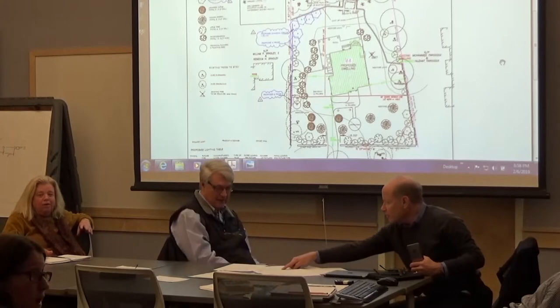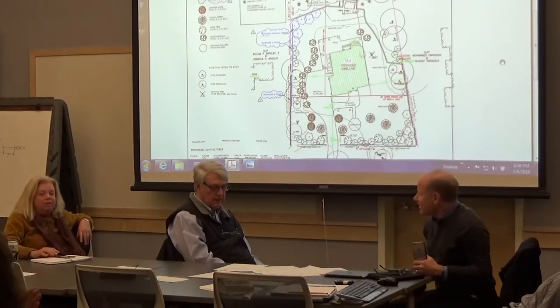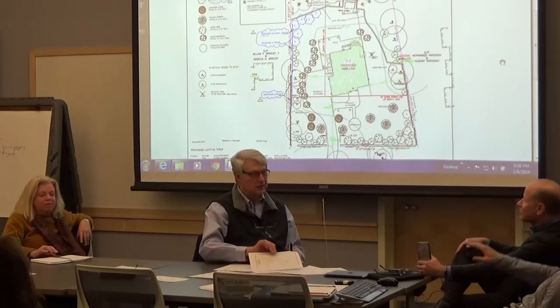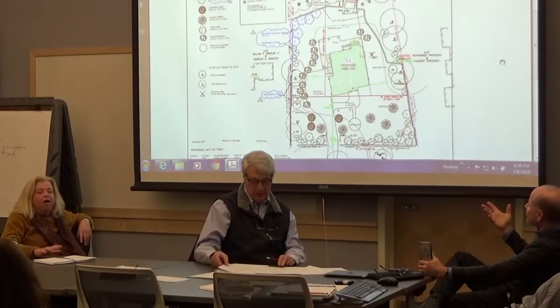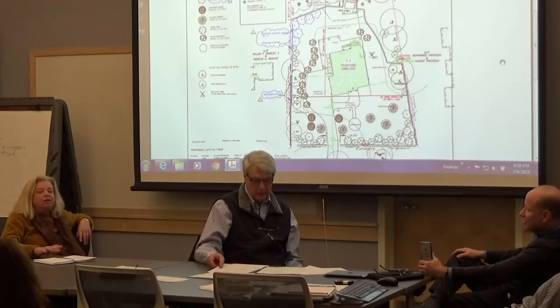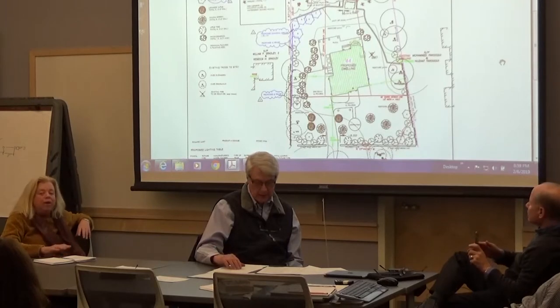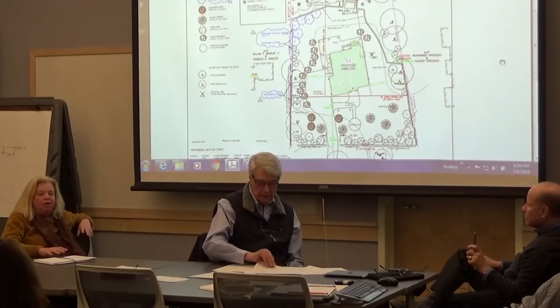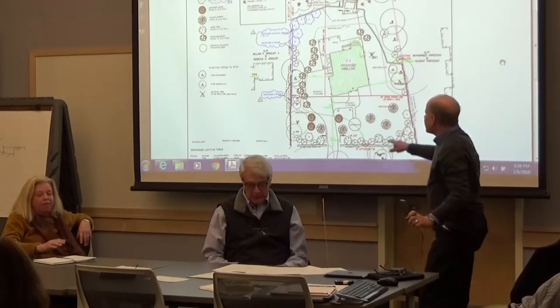So was the stormwater plan including the patio? Yeah, that's what it should include. So the stormwater plan, what we need is a consolidated plan. The stormwater plan was submitted. We need a consolidated plan which shows what it's going to look like when it's finished, with the landscaping.